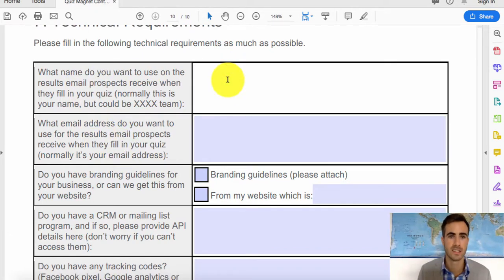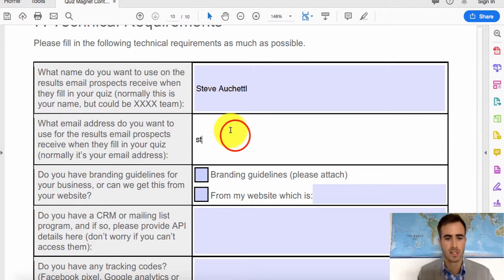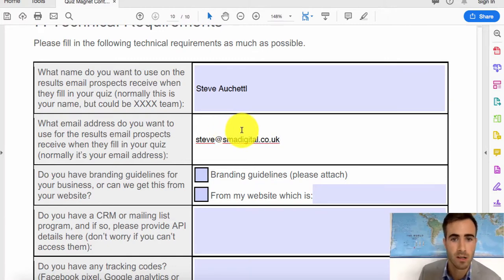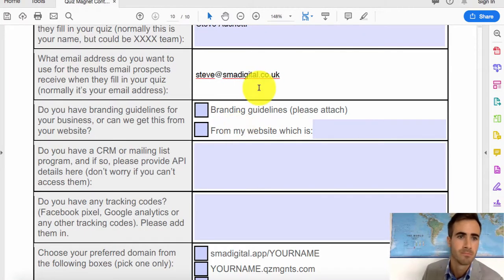Ultimately, to begin with, this is the name that you want people to receive their notification from. So generally, this is your name, or it could be your business name. So just put that in here. In my case, it might be Steve Ockertal. I want the email address, steve@smadigital.co.uk. It could be team@yourdomain.co.uk or whatever it might be, or .com.